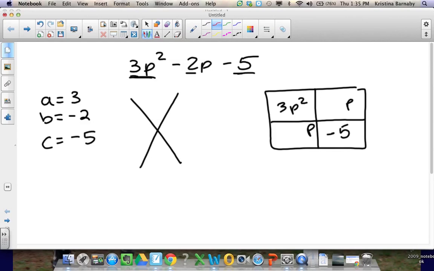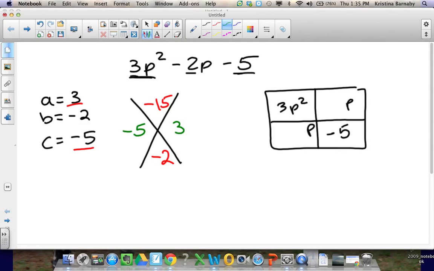When we set up our x, we're going to multiply a and c to get -15. We still keep the -2, our b value, down at the bottom. This top of AC is the only thing that's different. And we still ask ourselves the same question. What two numbers multiply to get you -15, that add to get you -2? And that would be -5 and 3. -5 times 3 is -15, and -5 plus 3 is -2.